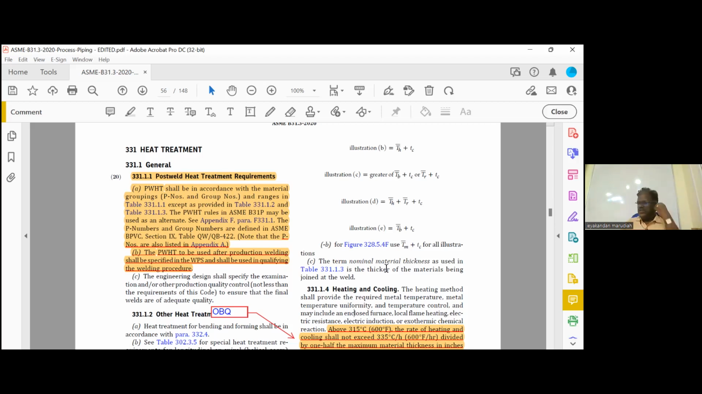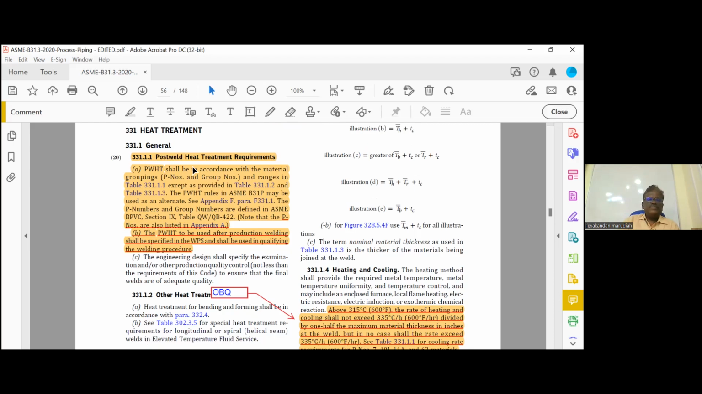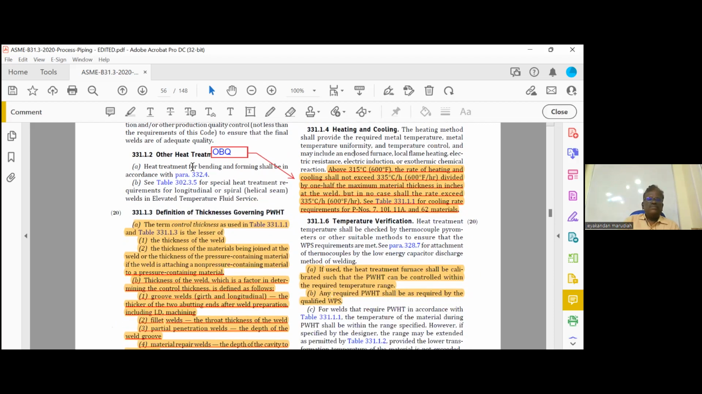Okay, so we'll take PWHT. Now why are we doing PWHT? First, what is the purpose of doing PWHT? To relieve stress. Generally, PWHT is based on two things. One is based on the P number and the thickness. For carbon steel above a particular thickness, you have to do it. Now the thickness-based PWHT is removed for carbon steel. So for carbon steel piping, at any thickness, PWHT is not required.